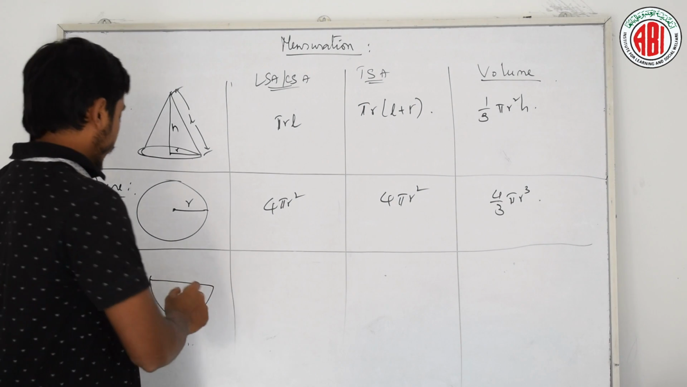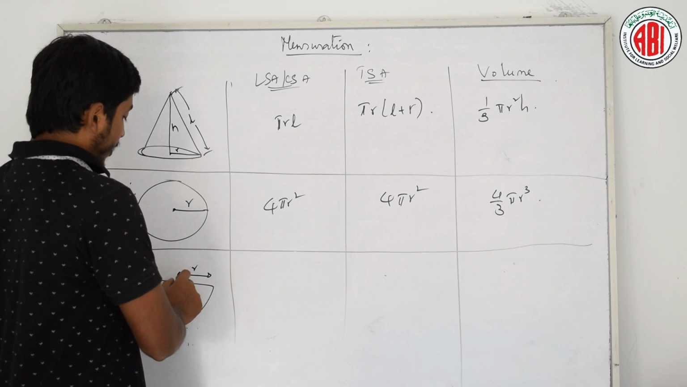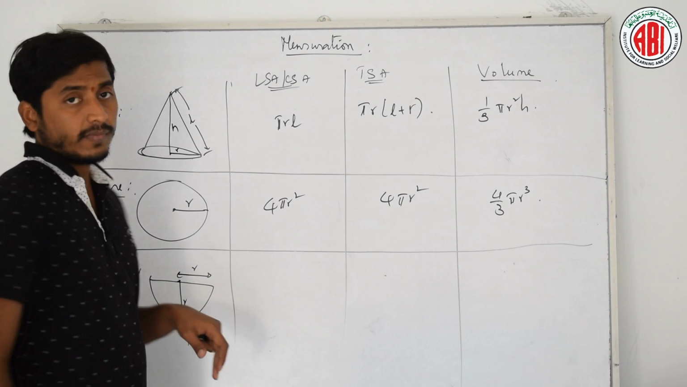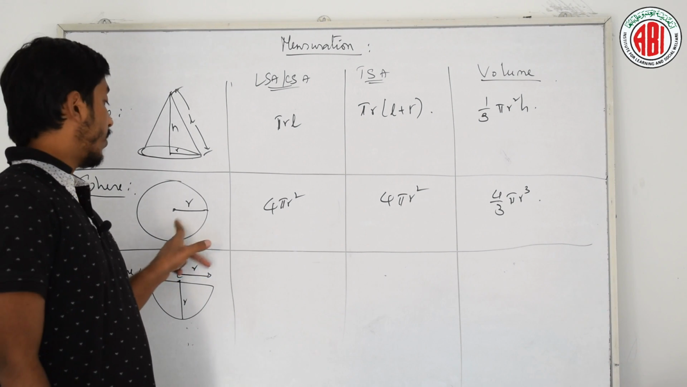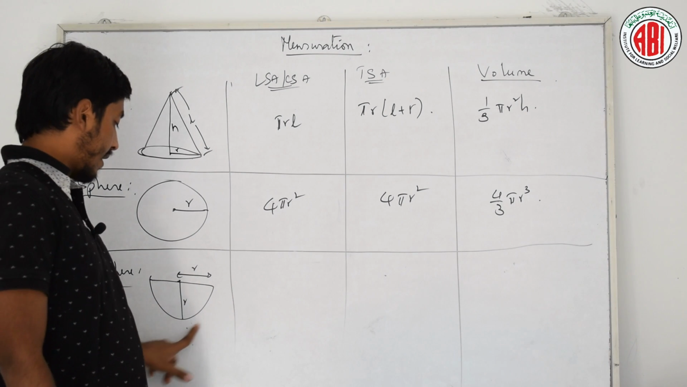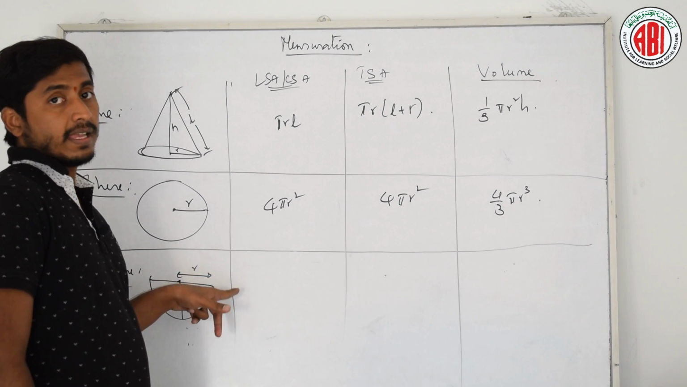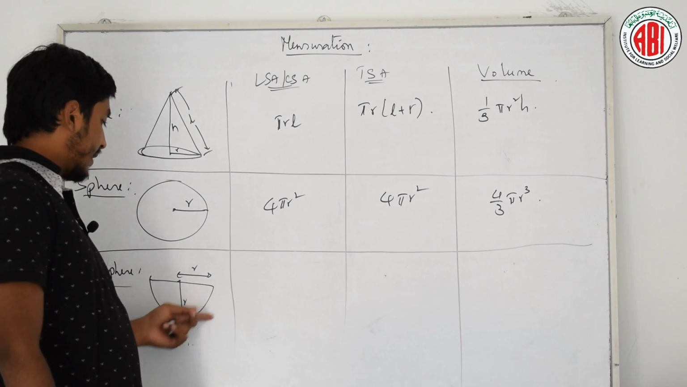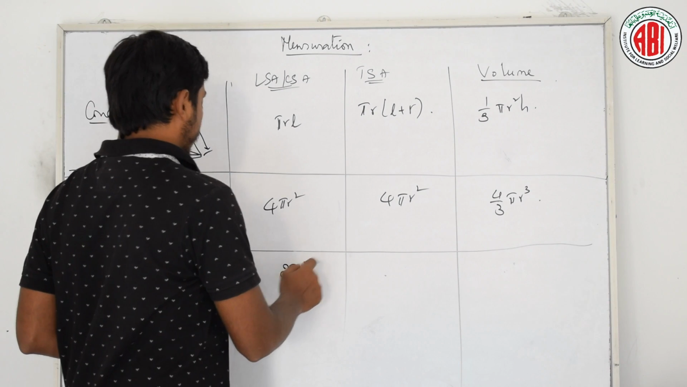What does it have? Here it will have radius. It will be the same in all directions. Yes. What is it? This is half of my sphere. If you observe, what is LSA? LSA is this half sphere part, which means LSA is simply 2 pi R square.